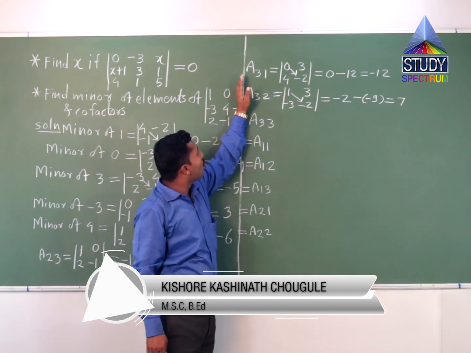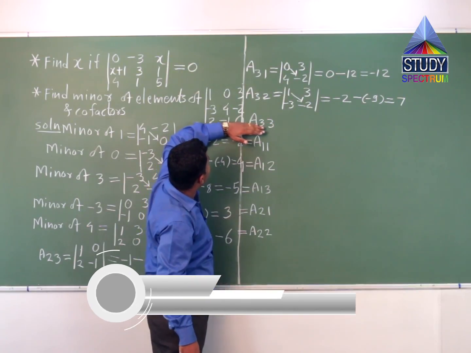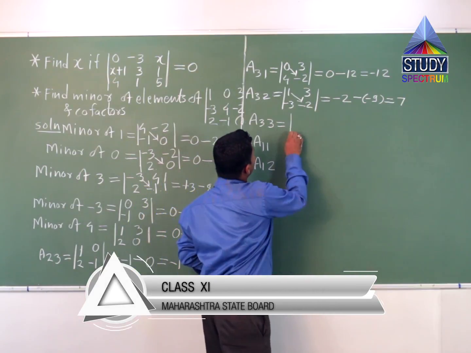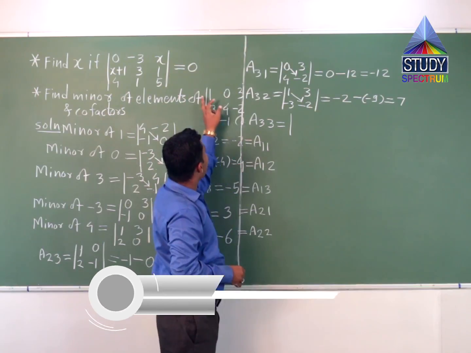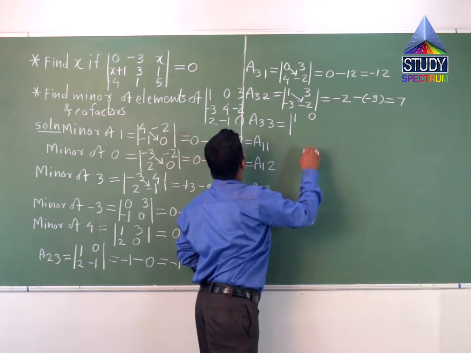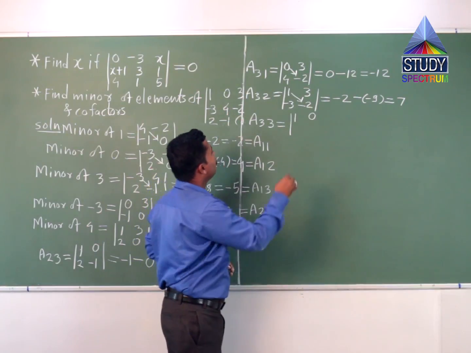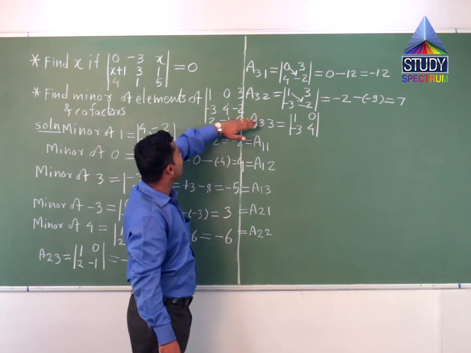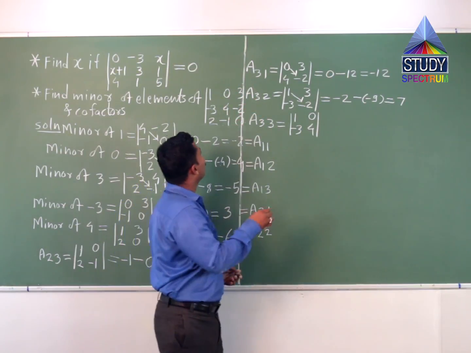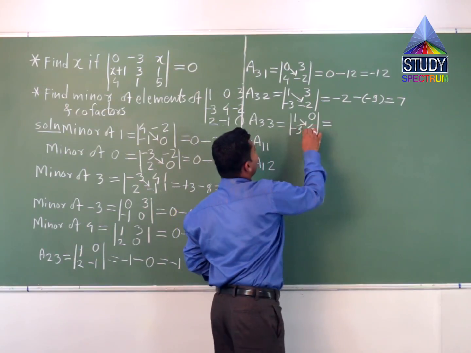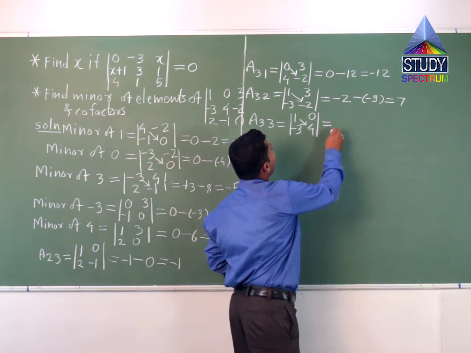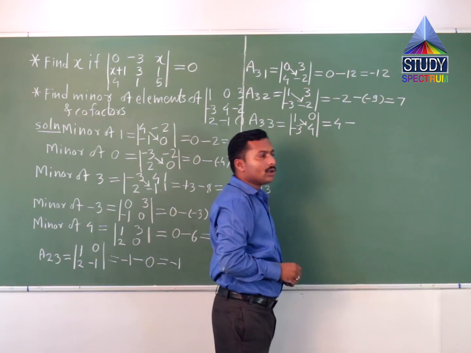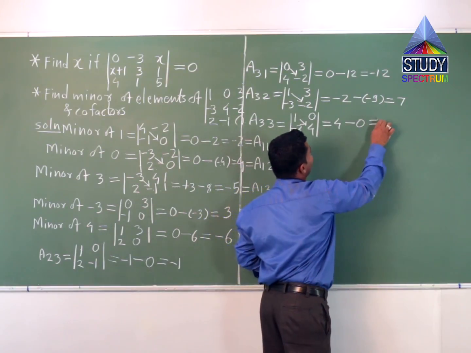So delete the row and column passing through this number 0. So what remains? Determinant of 1, 0, -3, 4. Delete the column and row. 1, 0, -3, 4 equals this number into this number. So 1 into 4, minus 0 into -3, so 4 minus 0 is 4.